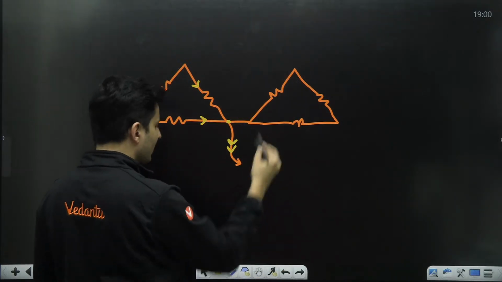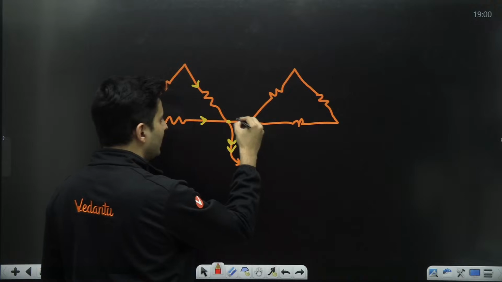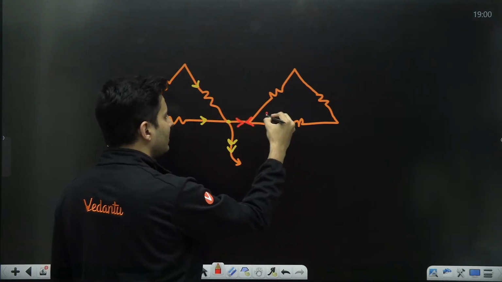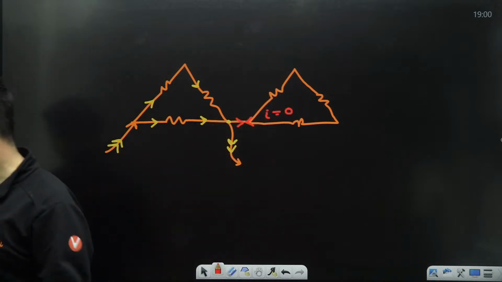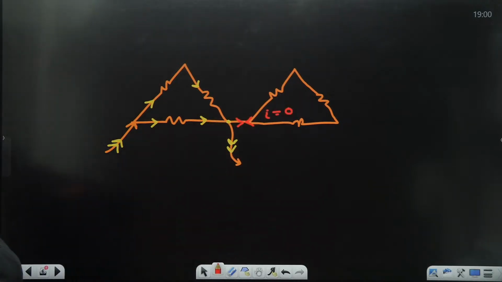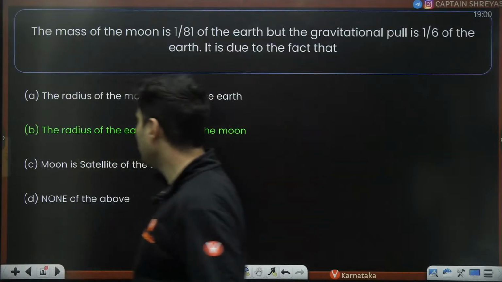So understand that here you can't have current going and coming like this. That is why the current here is zero. Same path current can't do. Either it goes this way or that way. Is that okay, Manikanta? Clear?